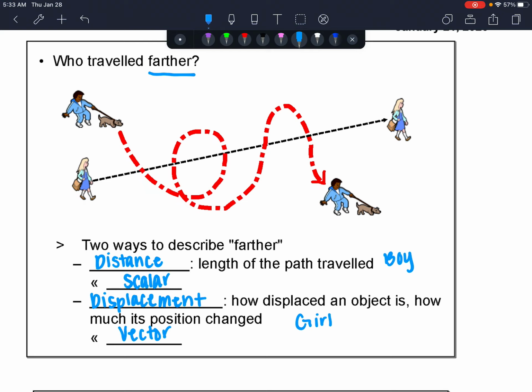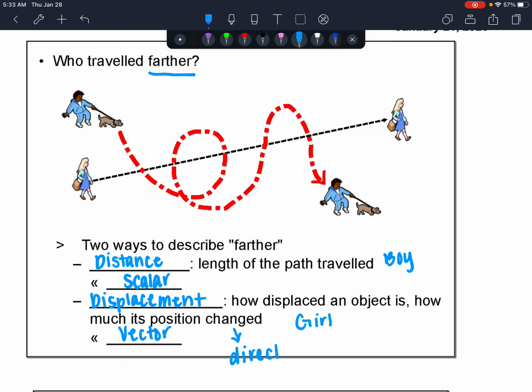I'm concerned with how far away this object got from its starting position, and direction does matter. Did they get 3 miles away east, 3 miles away west? Because 3 miles away east is a very different ending position than 3 miles away west is. So I need direction to give me an idea of where my final position is. So I'm going to add that down here.